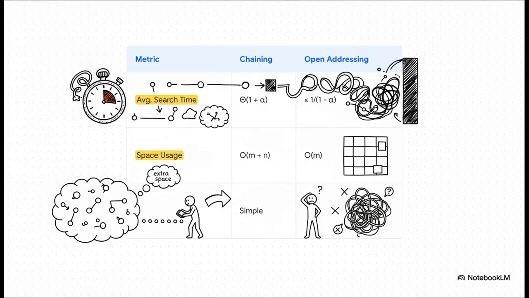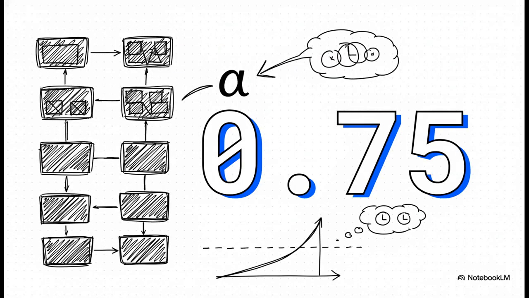And finally, look at deletion. Super simple in chaining. But for open addressing, yeah, it's a known headache. So here's a golden rule for any software engineer. If you want your hash table to stay screaming fast, to keep that awesome constant time performance, you have to keep your load factor below a certain point. A good rule of thumb is about 0.7. Once you get more full than that, it's time to resize the whole table to bring alpha back down.